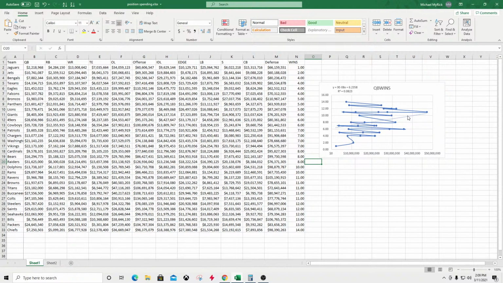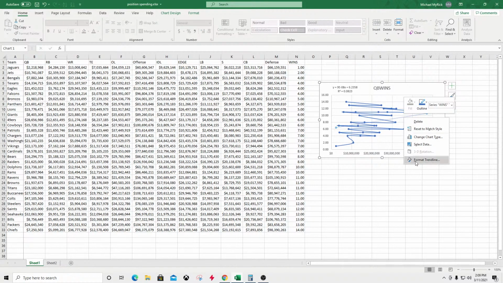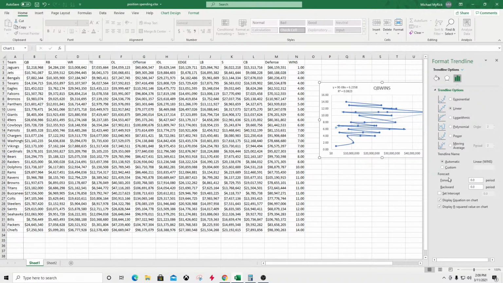All right, here we go. But that's not what we're here for. So we go back to this trend line and we turn it into a parabola. You do that by doing polynomial order 2.